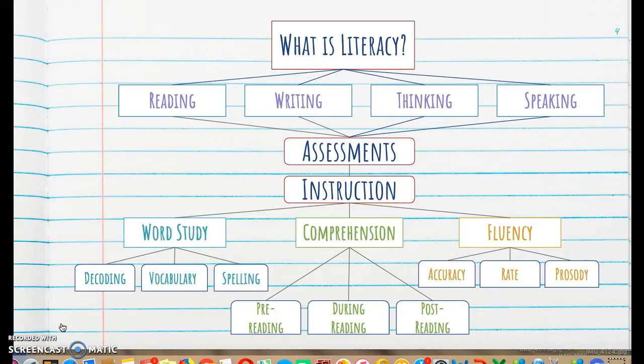I've broken down literacy into this framework. In 603, we will look at all aspects of writing, reading, thinking, and speaking. And we will break them down into word study, comprehension, and fluency.